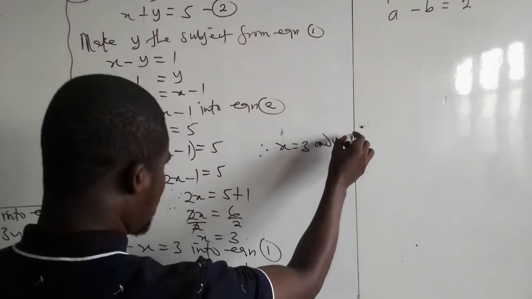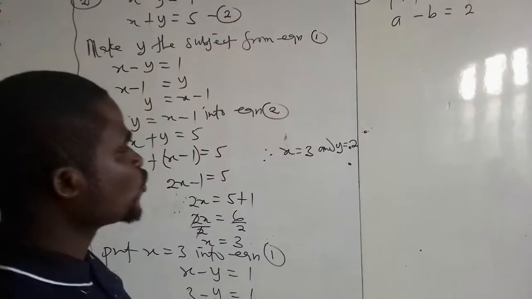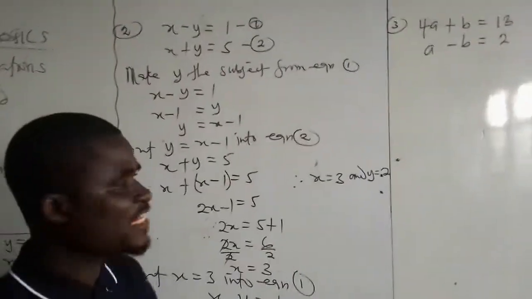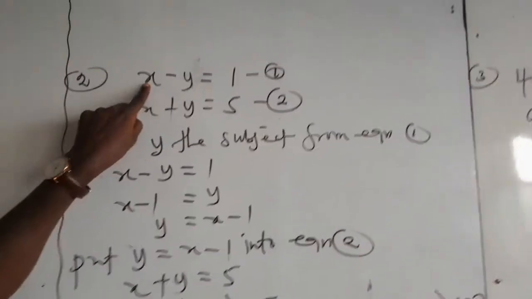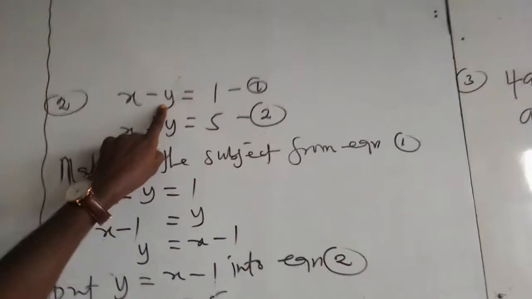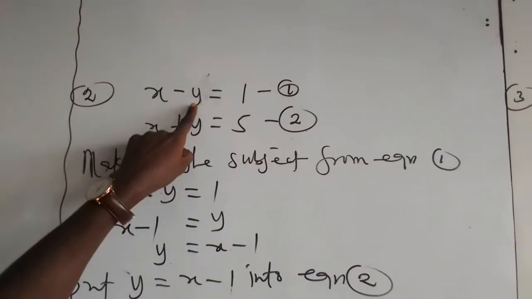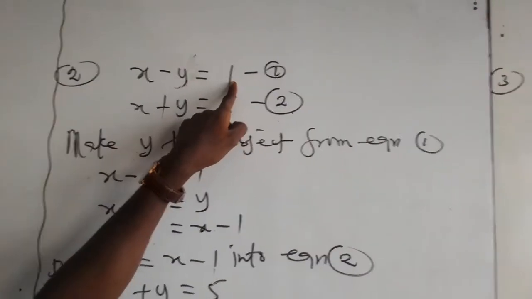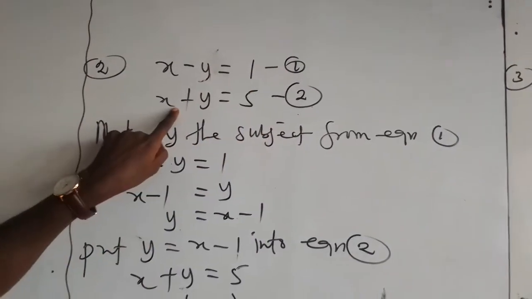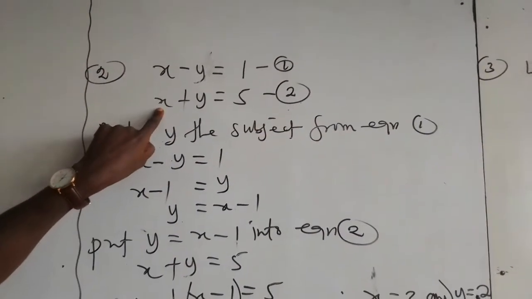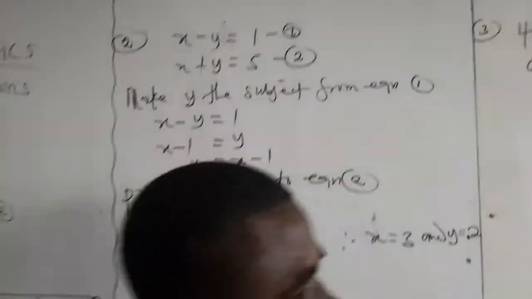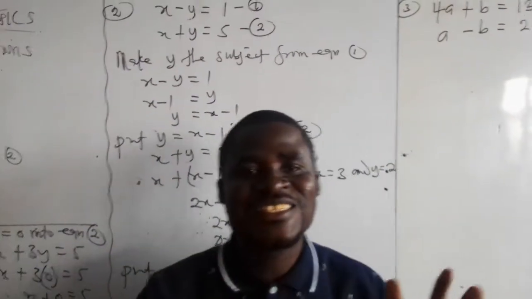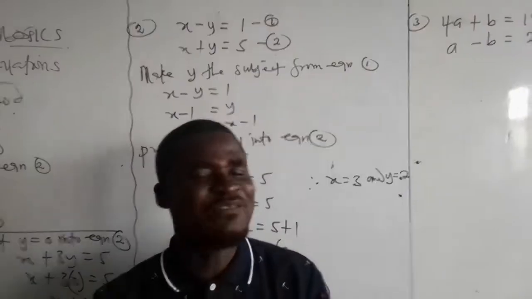2. So if you want to know whether you are correct, let's put in the values. Now x is 3, y is 2. So 3 minus 2 will give us 1. We are correct. Good. Let's check this one. x is 3, y is 2. 3 plus 2, 5. So this is what we call the substitution method. It's very, very easy.